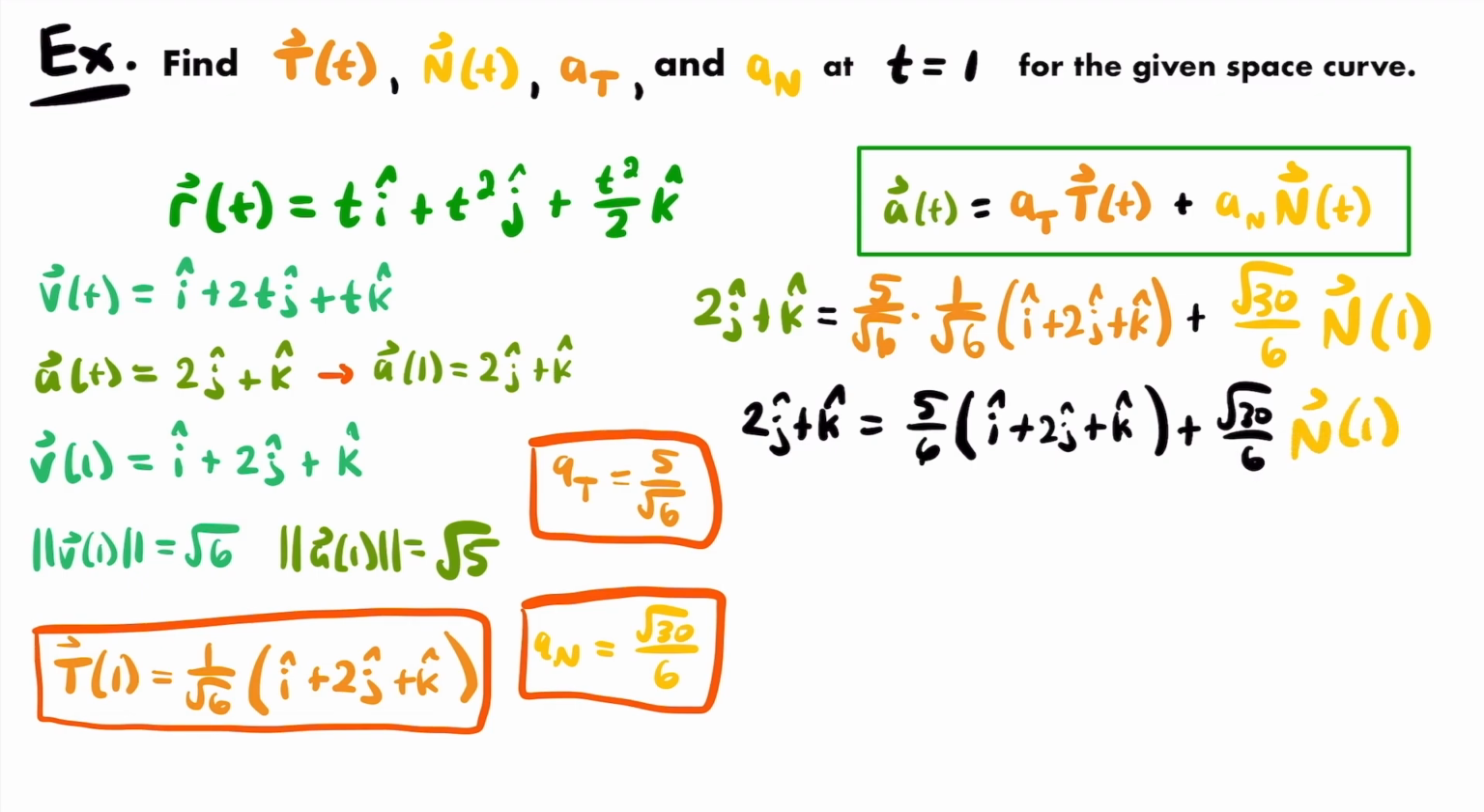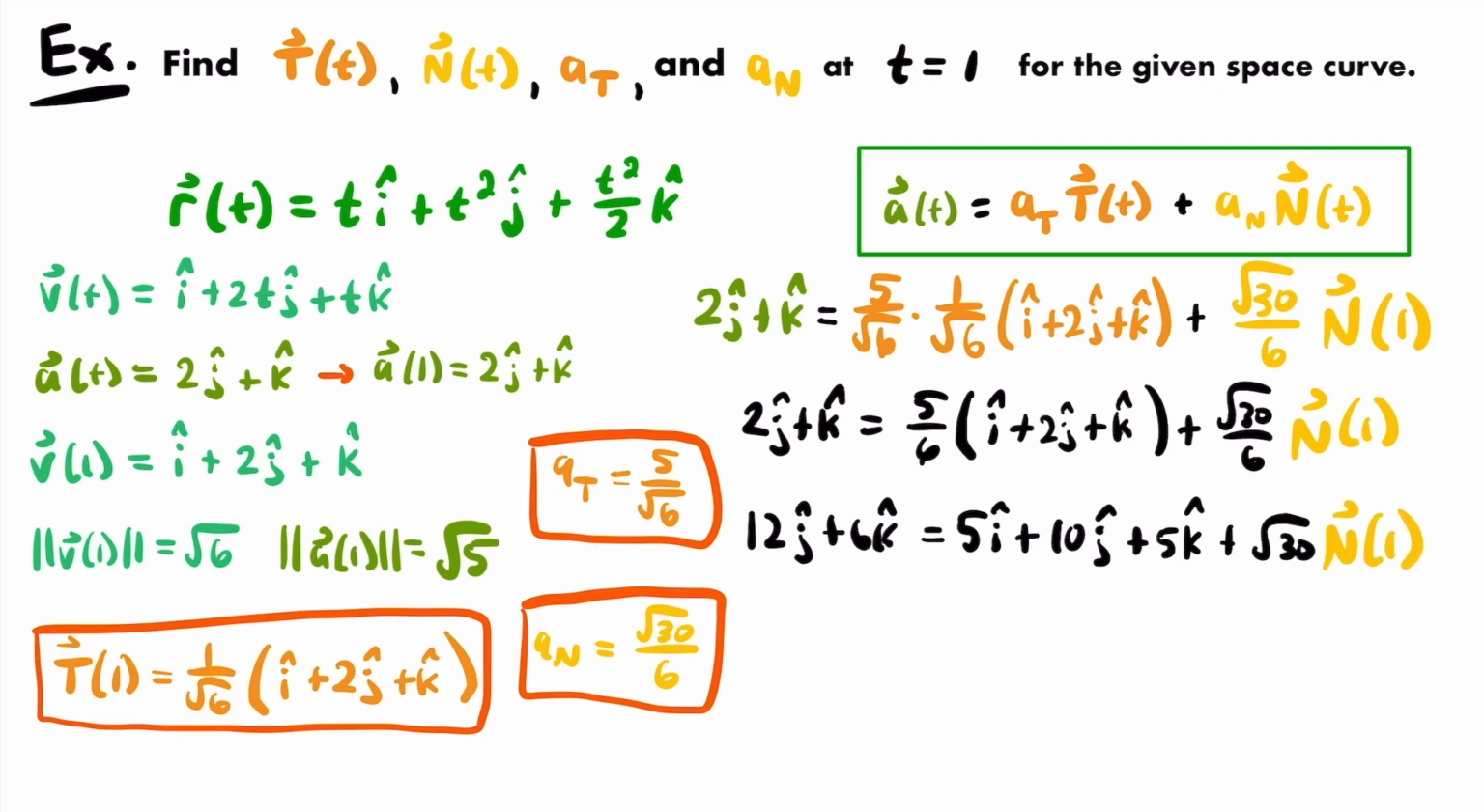To make things easier for ourselves here, notice that both of these two terms have a common denominator of 6, or they're both being multiplied by 1/6. So if we multiply both sides of the equation by 6, that will be gone. Doing that will give us 12j plus 6k, because we have to multiply this side of the equation by 6 as well. And then that will be equal to 5 multiplied by this vector. So we'd have 5i plus 10j plus 5k, and then plus the square root of 30 times the unit normal vector at time 1.